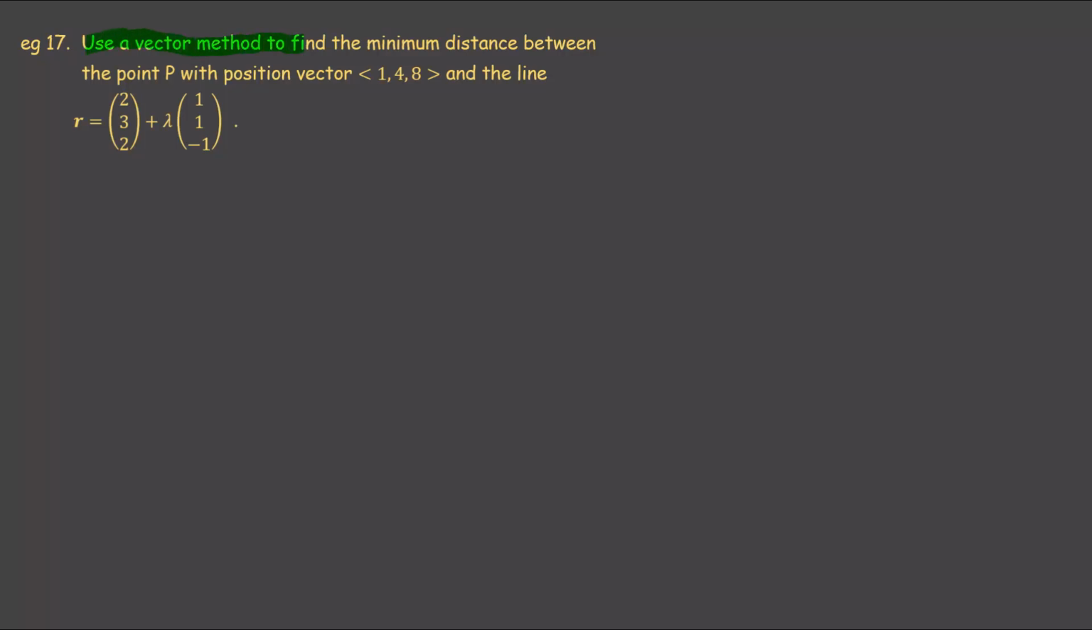Use a vector method to find the minimum distance between the point P with position vector (1, 4, 8). Note how that's written. I'm not sure if I've given a vector in that form before, but you do see that particularly in some of the older textbooks. And the line r equals (2, 3, 2) plus lambda (1, 1, negative 1).